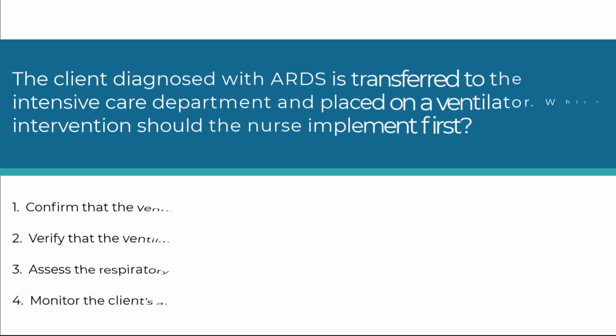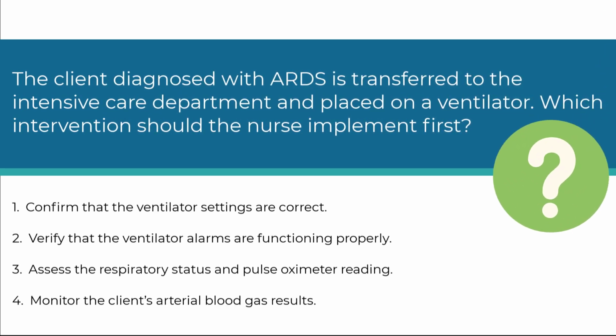Here's our first question. The client with ARDS is transferred to the intensive care department and placed on a ventilator. Which intervention should the nurse implement first? Number 1, confirm that the ventilator settings are correct. Number 2, verify that the ventilator alarms are functioning properly. Number 3, assess the respiratory status and pulse oximeter reading. Number 4, monitor the client's arterial blood gas results.